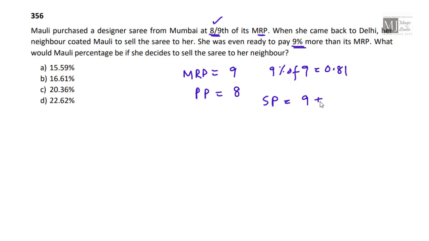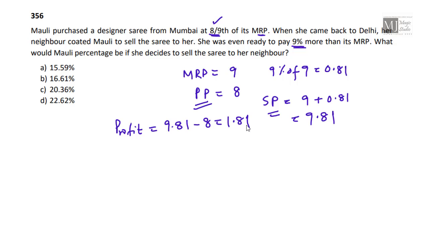So the selling price would be MRP plus the extra over MRP, that is 9.81. This is the selling price and this is the cost price to Molly. So profit is selling price minus purchase price, 9.81 minus 8, that is 1.81. Now they have asked us about the percentage, that means percentage of profit. Profit percentage is always calculated on purchase price or cost price. So percentage of profit would be profit divided by purchase price into 100.